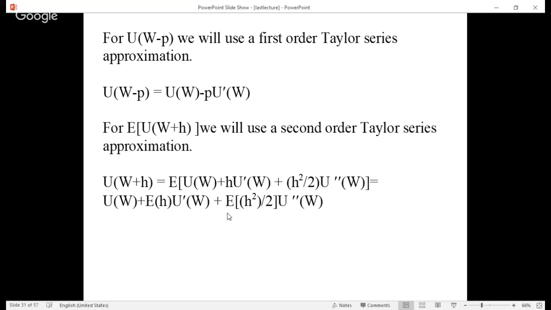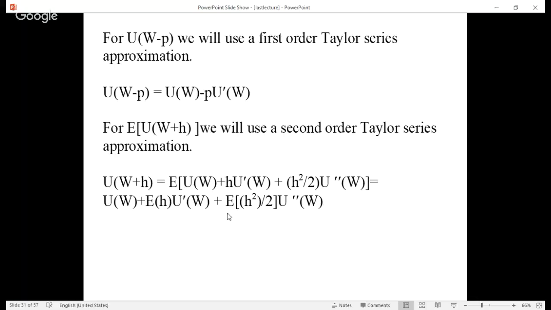And then for the second equation, the expected value of u of w plus h, I'm going to use a second order Taylor series. Now, why am I doing first order and second order? Because it works is the short answer, right? Because we want as many variables as unknowns, and that does it for us. And they're both approximations. The second one's obviously a little better than the first, but they're approximations.